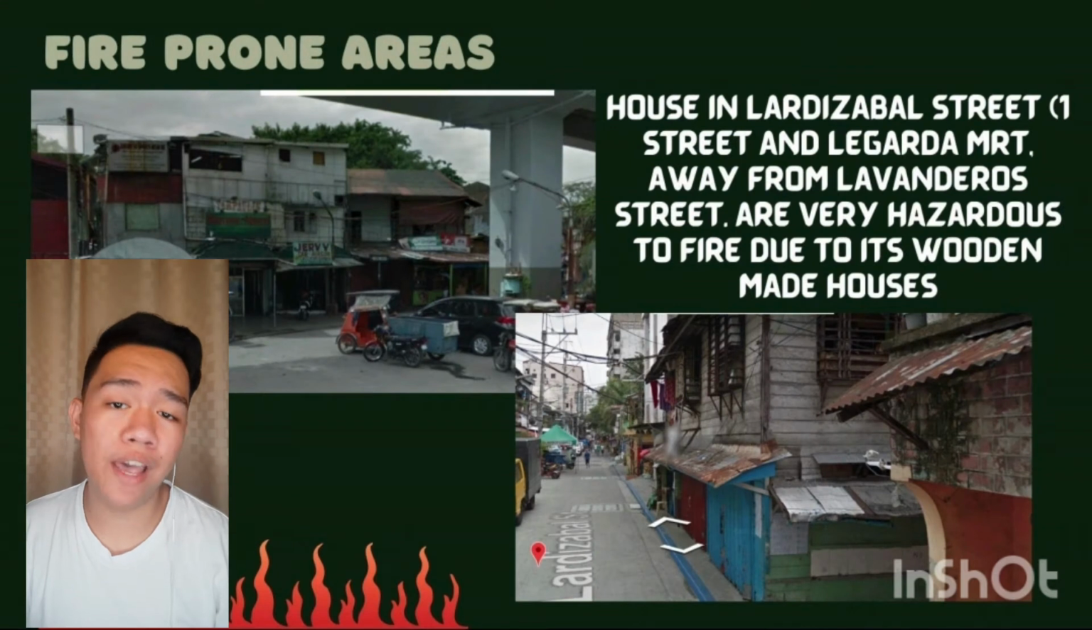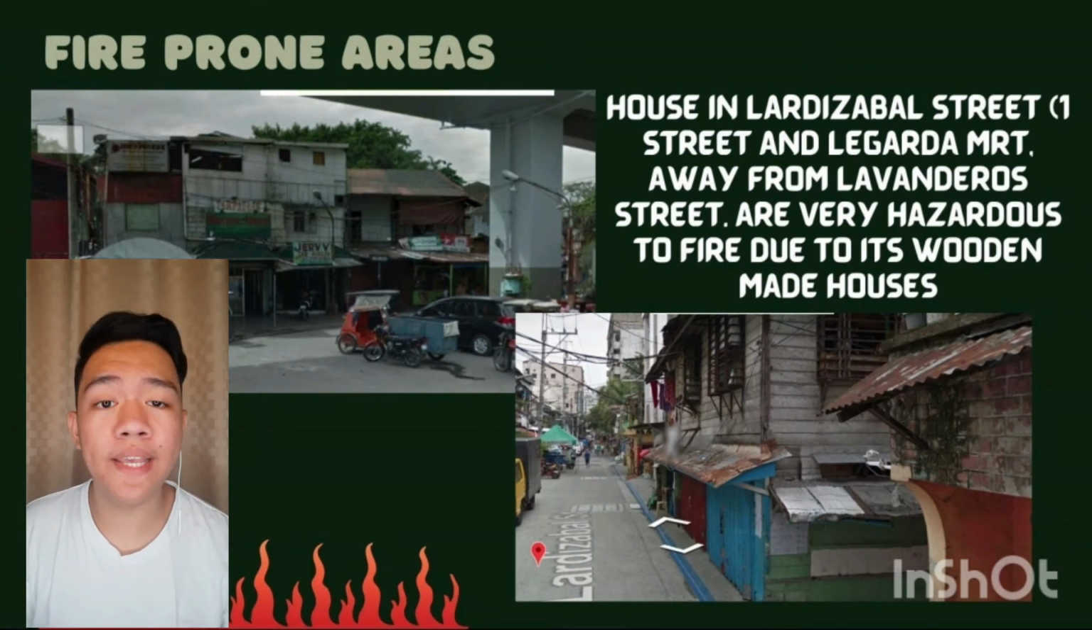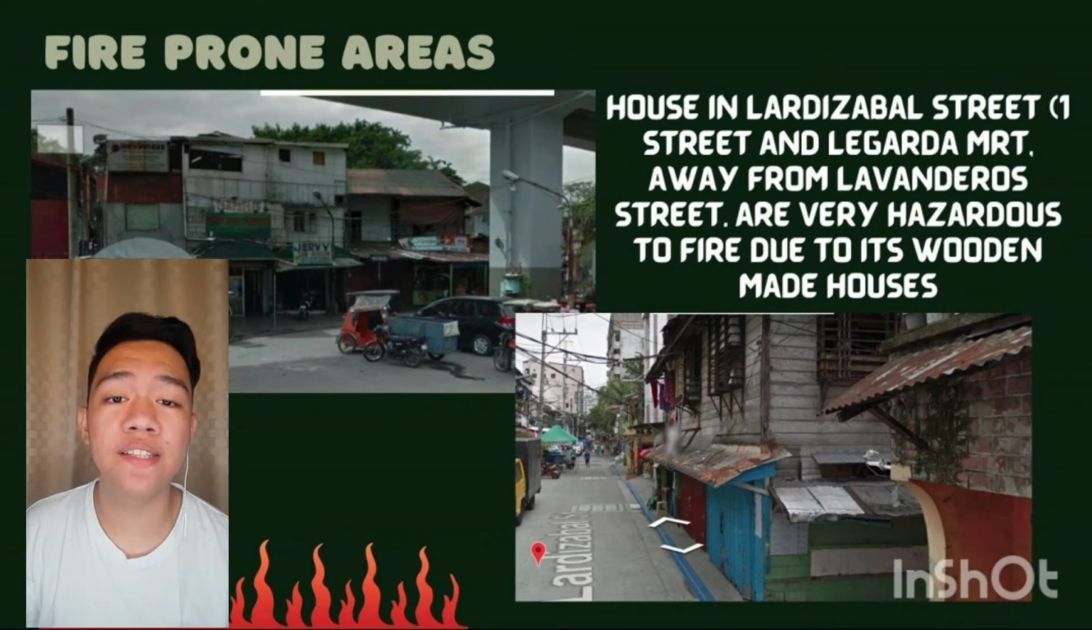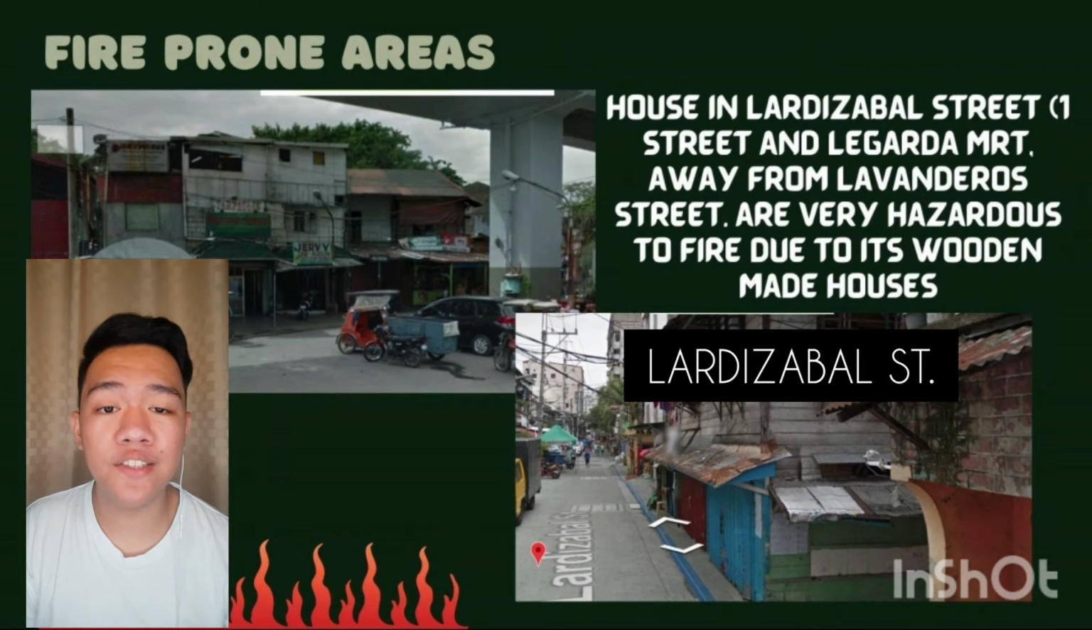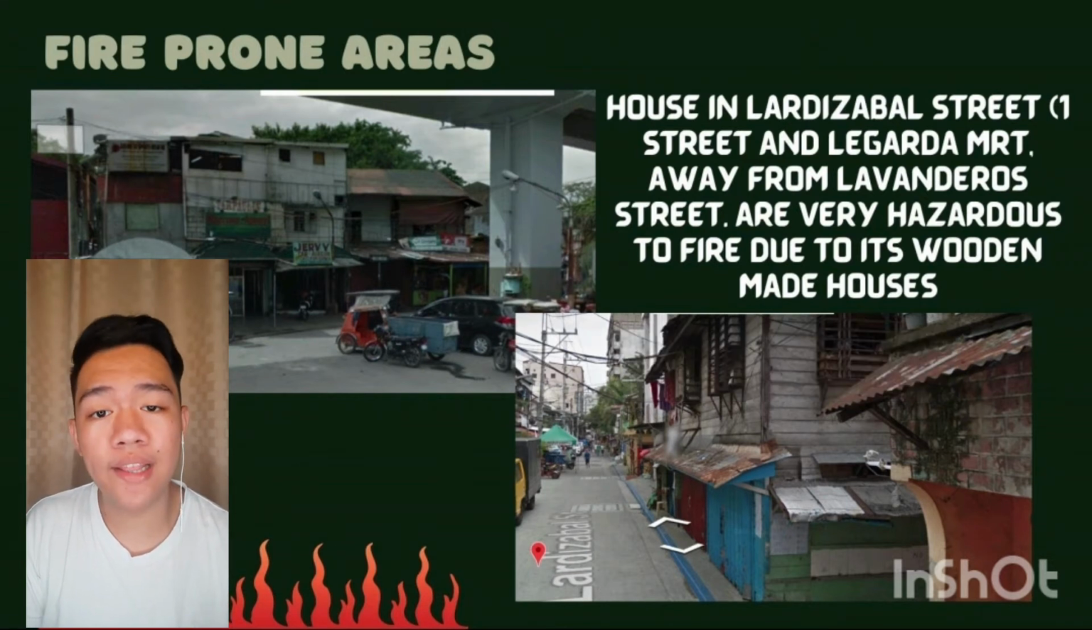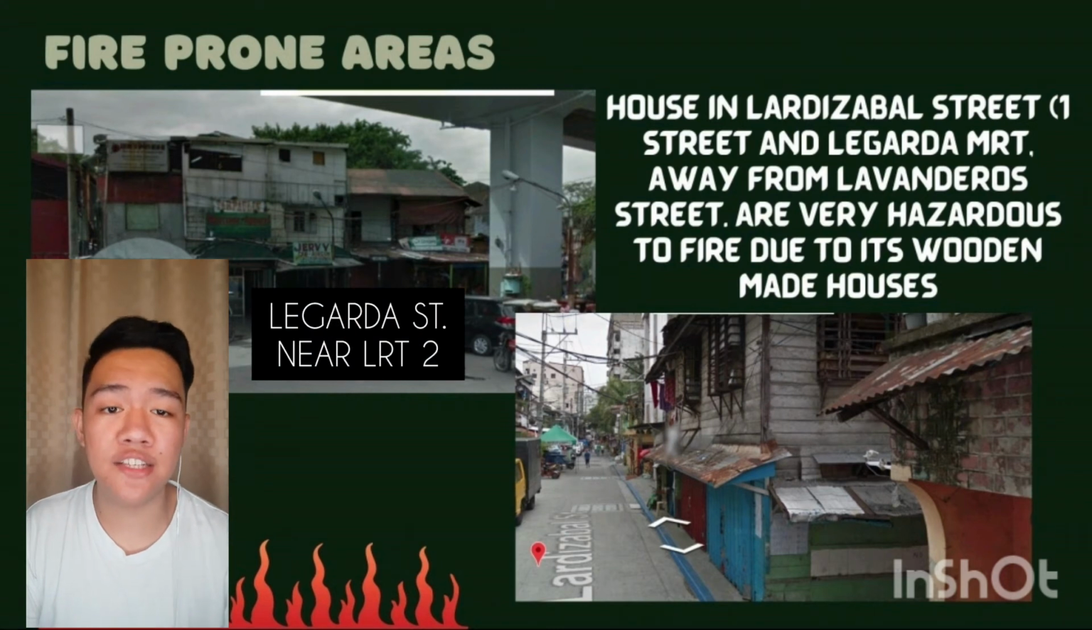Let's go on with the fire. These are the places that are prone to fire incidents. Why? Because, as we can see, the houses are made from light materials and wooden materials. That is specifically located at Lardizabal Street, one street away from our street, and the one in Ligarda Street near the LRT station.